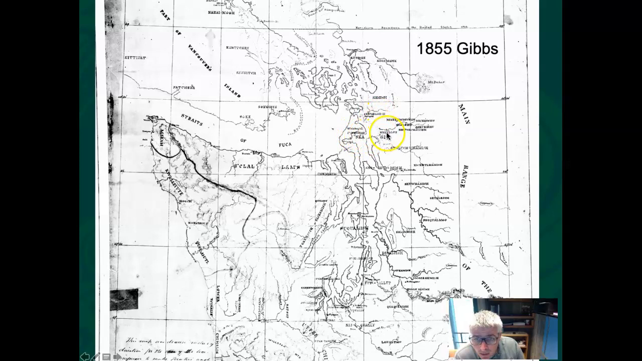Swinomish, Snohomish, a few others, Duwamish. So it's interesting to see these place names and kind of how they've changed.